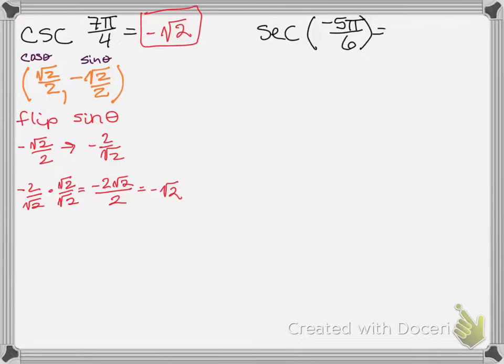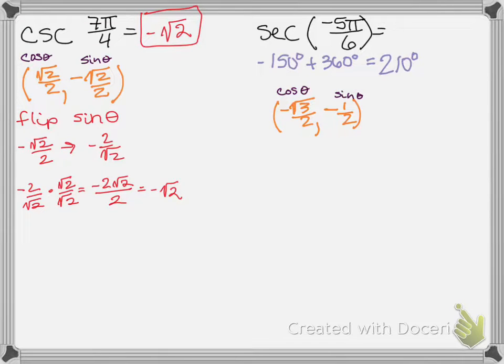Alright, we have secant of negative 5 pi over 6. Negative 5 pi over 6 is not on the unit circle because it's negative. So change it to degrees. That's negative 150. Add 360. That gives me 210 degrees. That is on the unit circle. It has an ordered pair of negative square root of 3 over 2 and negative 1/2. Remember, the first number is cosine, the second number is sine.